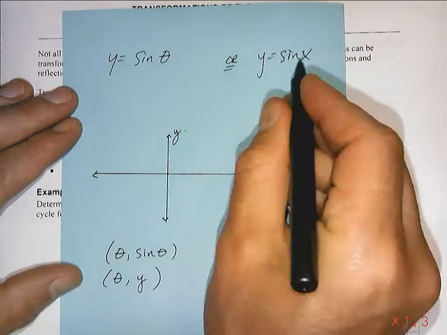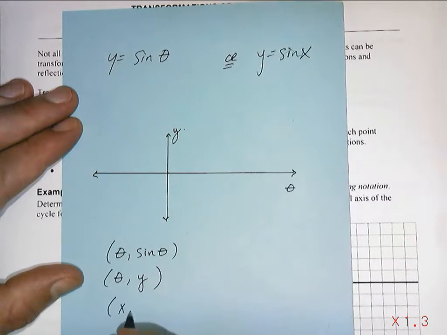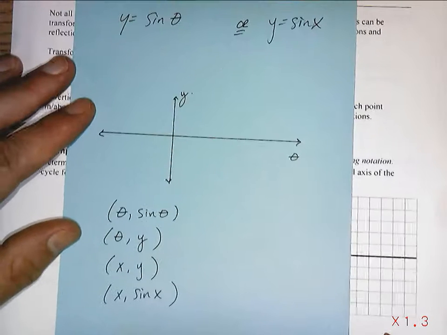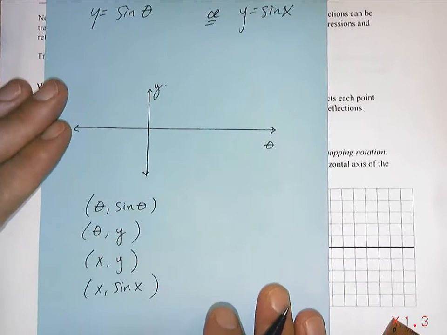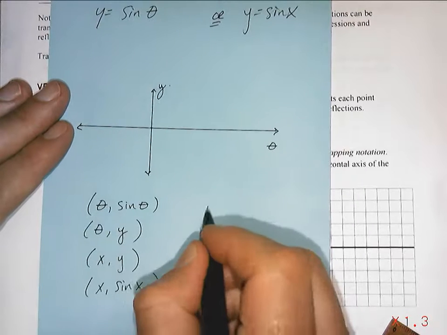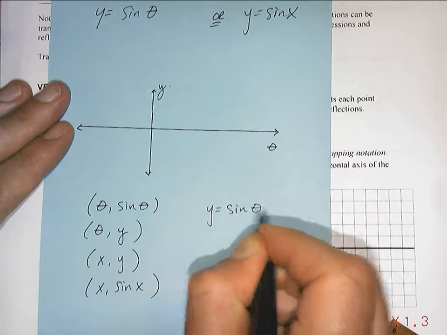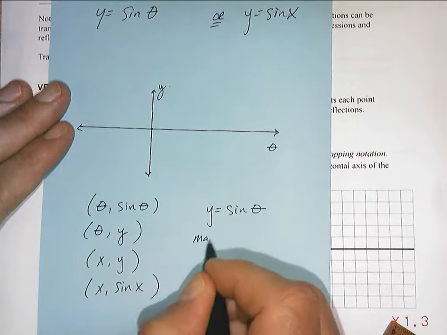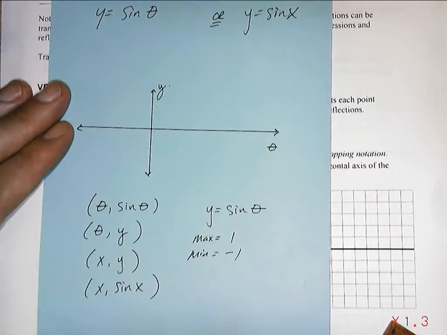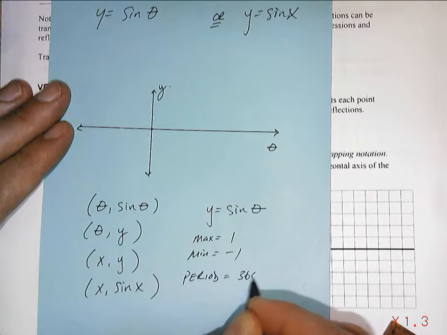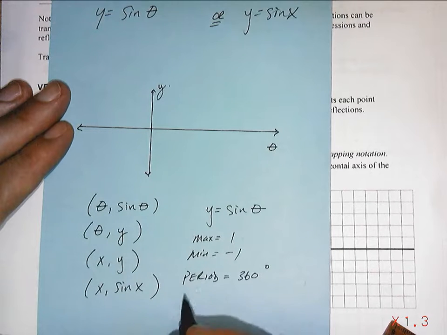And if I was using the x, then it would be x comma y or x comma sine x. That would be a choice. We would choose what we wanted to do there. And what we learned in the last lesson is that the sine theta is a graph that has a maximum value of 1, has a minimum value of -1. It has a period of 360 degrees, and something interesting happens.